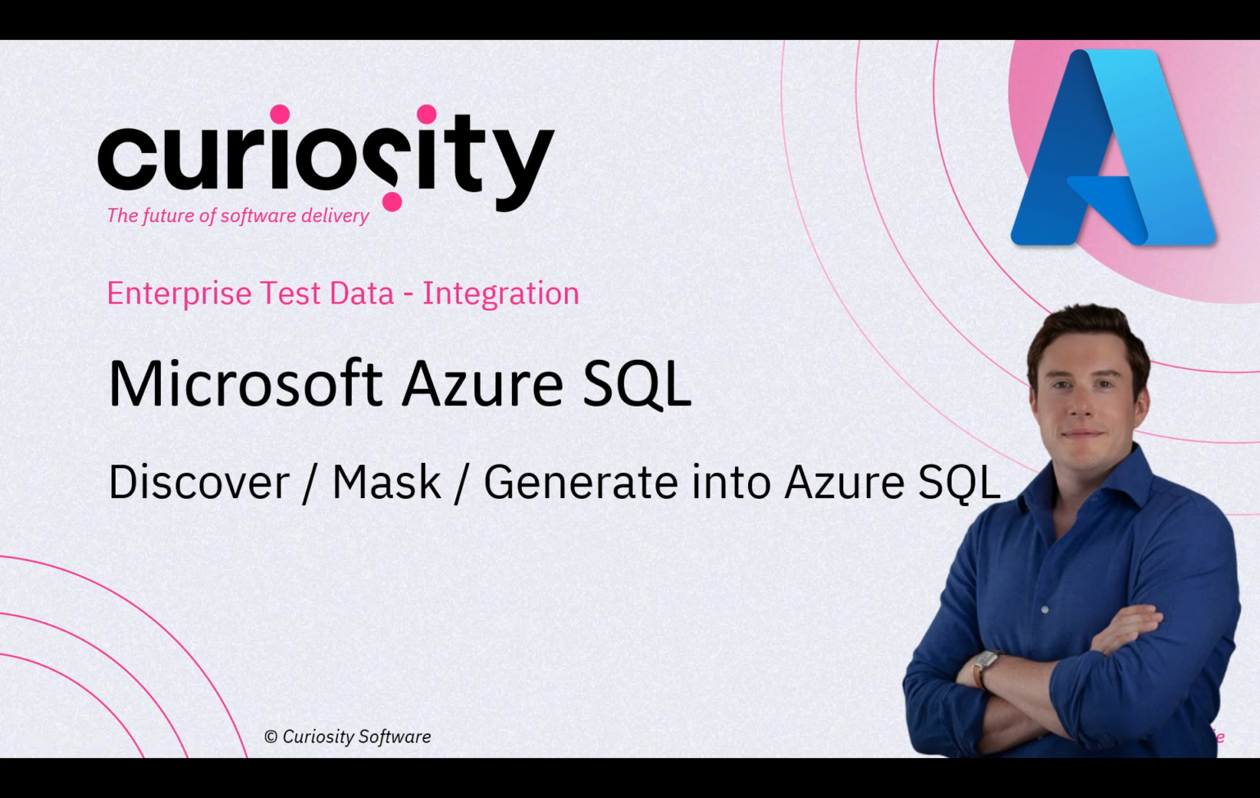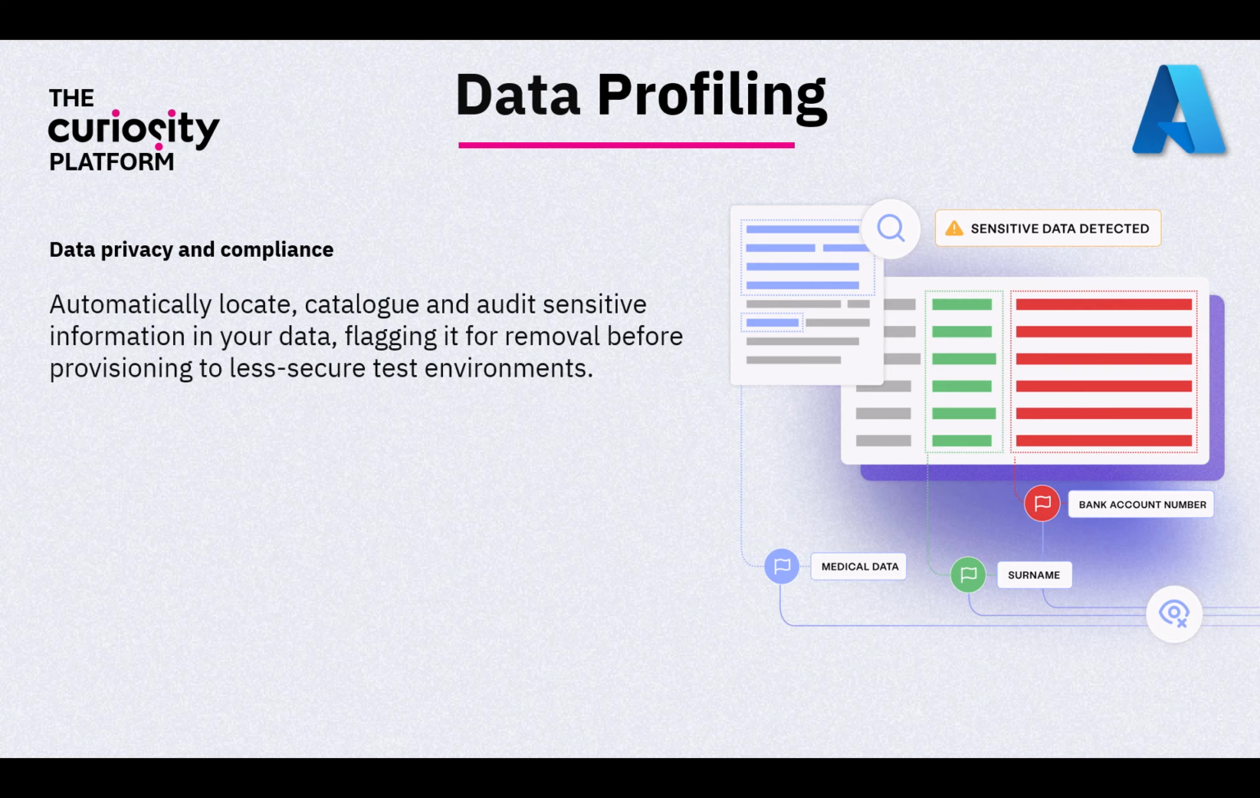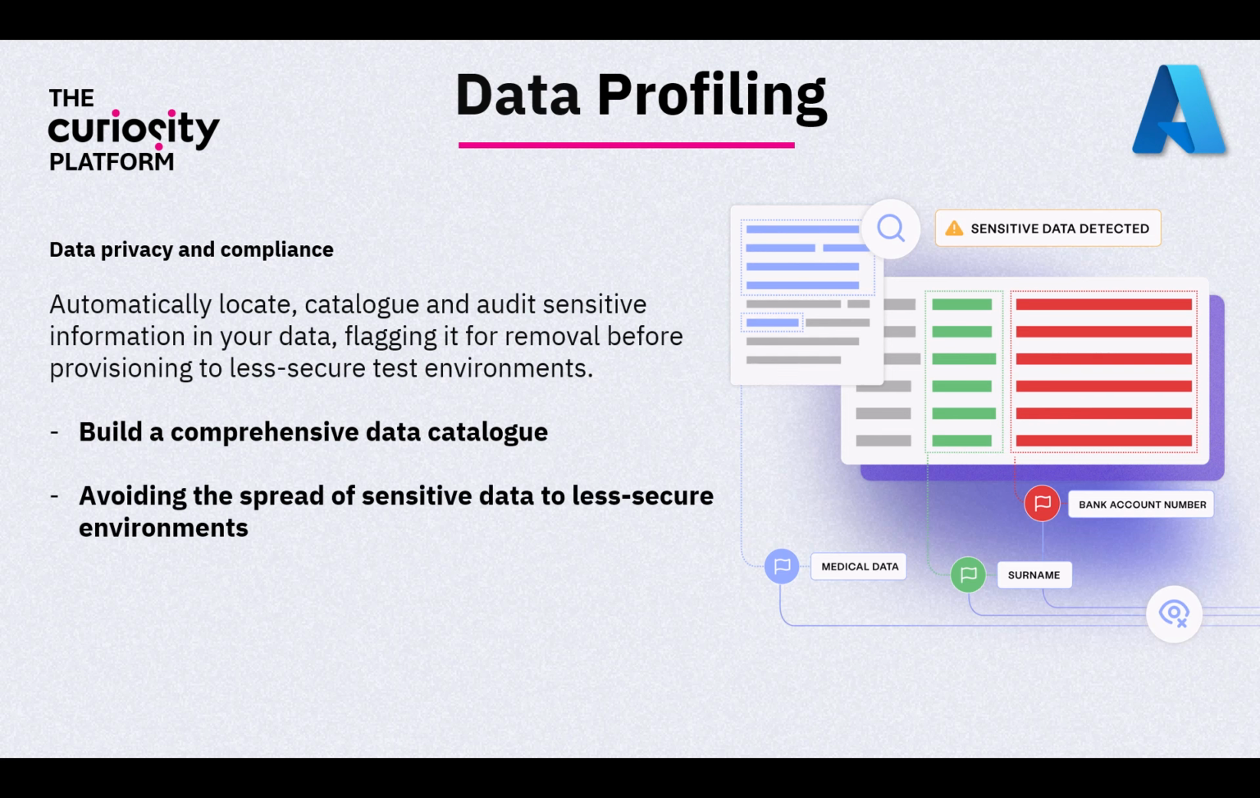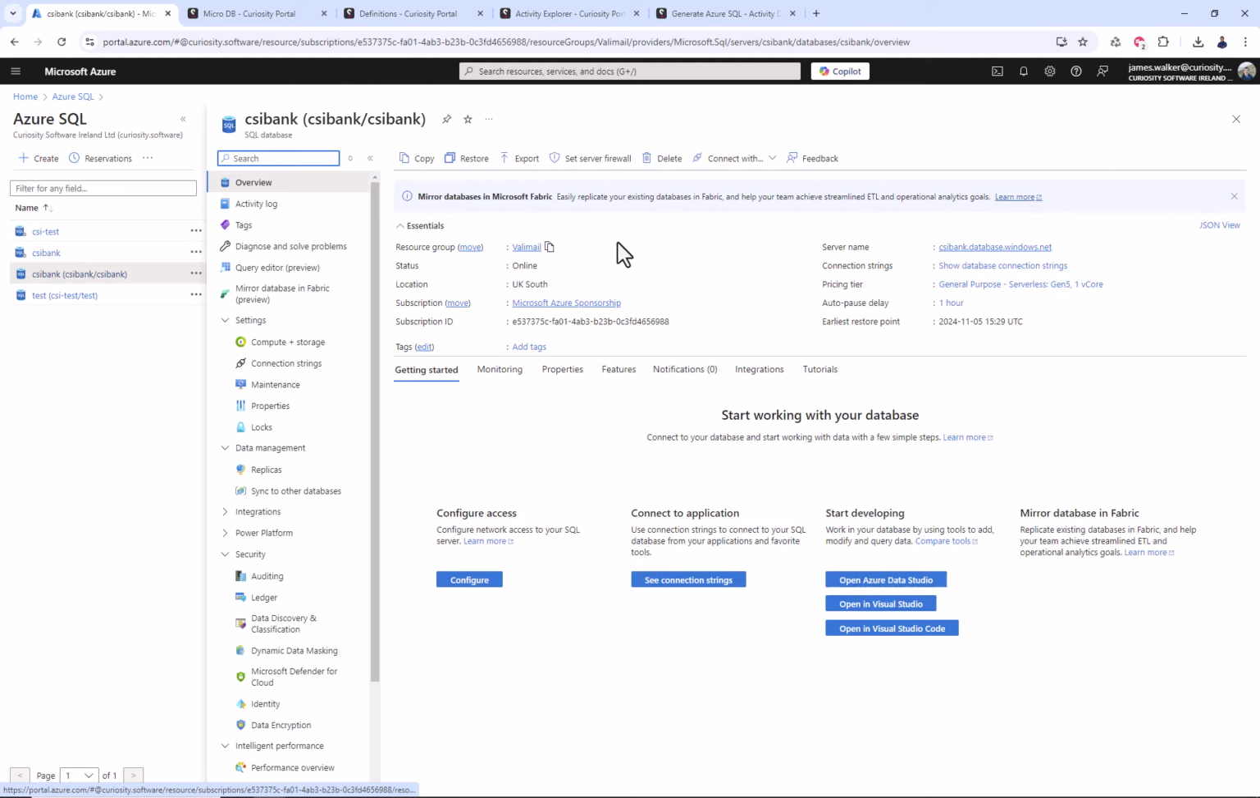In this enterprise test data integration video, we're going to look at Microsoft Azure SQL, how we can discover, mask, and generate into Azure SQL. Firstly, we're going to start with data profiling, which is a way to automatically locate, catalog, and audit sensitive information in your organization. Okay, we're inside Azure, and we've got a database here for a banking application.